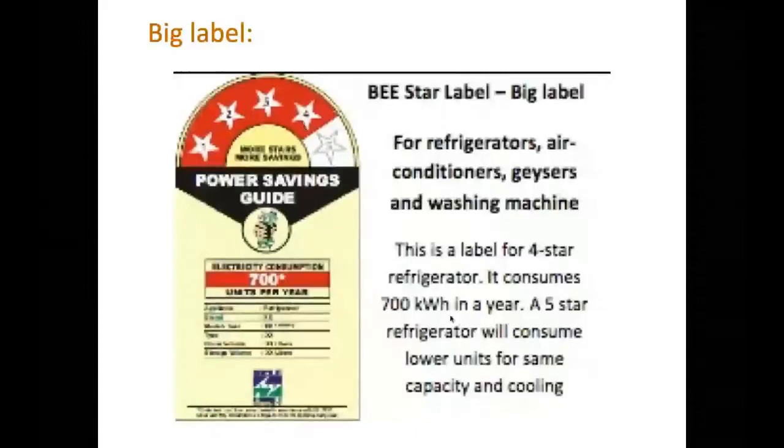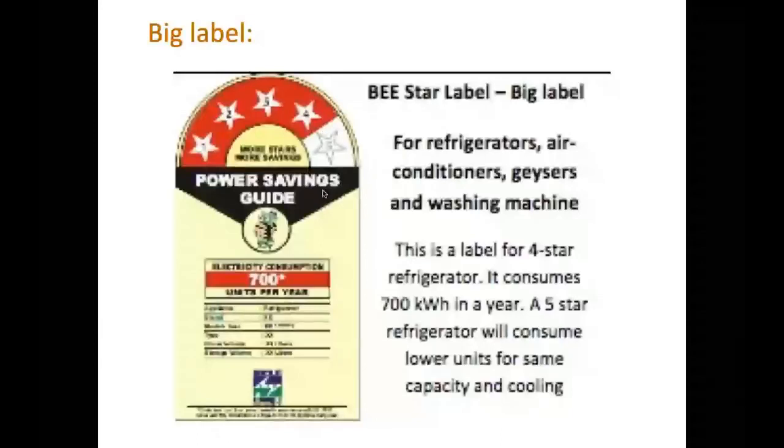where, say, for 700 kilowatt hours in a year, a 5-star refrigerator will consume lower units for the same cooling capacity, right? So this is the 4 rating. If it is a 5-star rating, again it would consume lower units than this 4-star unit. These labels show additional information such as the yearly energy consumption of the product, the brand name, the product category, and much more.